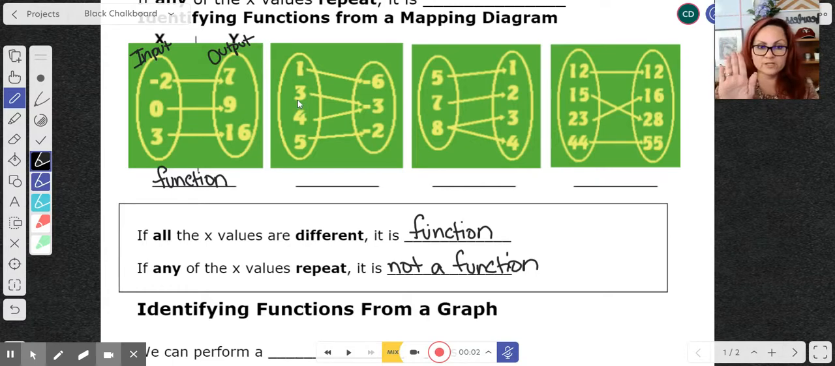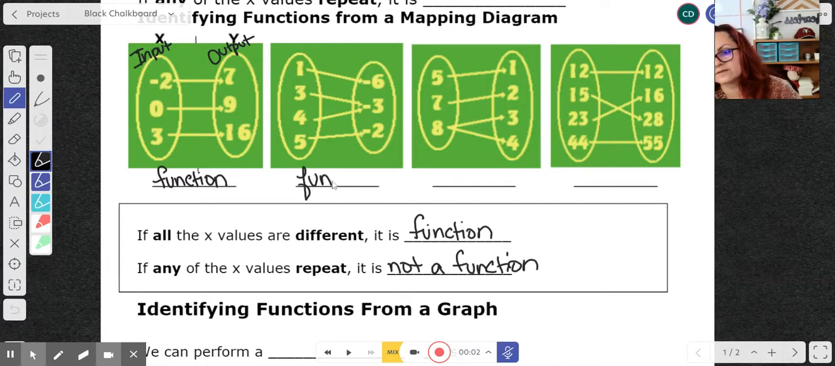Let's take a look. 3, so my input is 3, and out pops a -3. That's one output. That's okay. I'm going to push, my input is 4, and out pops a -3. That's okay. That's like having 2 buttons on a soda machine that both say Coke, right? So you're still getting one output. And then, of course, 5, and out pops the -2. So this is a function.